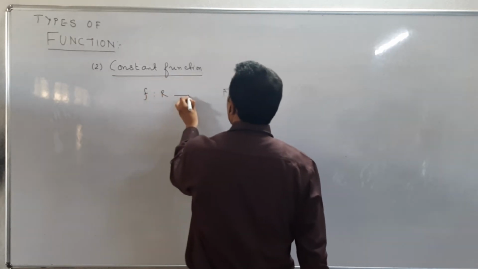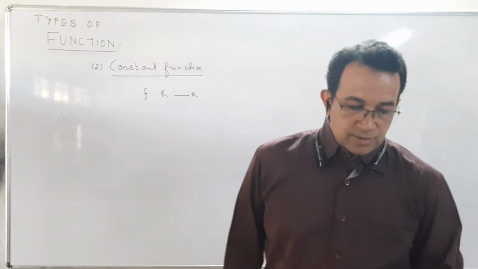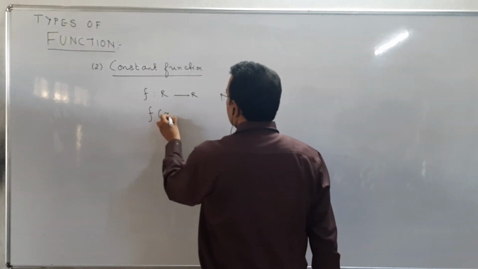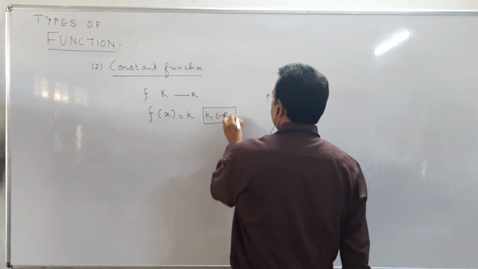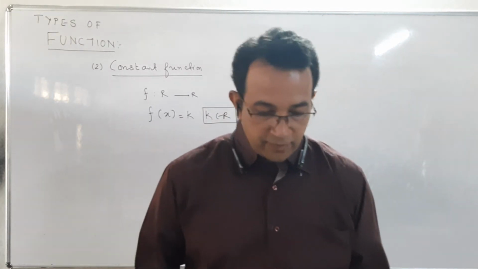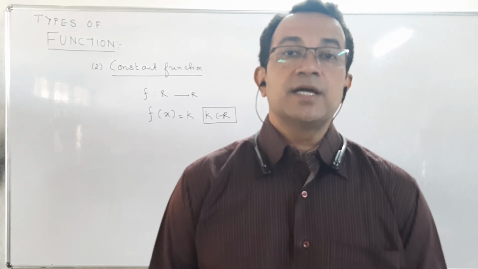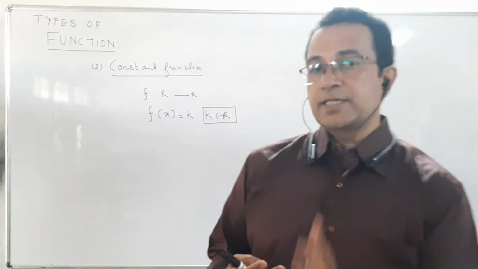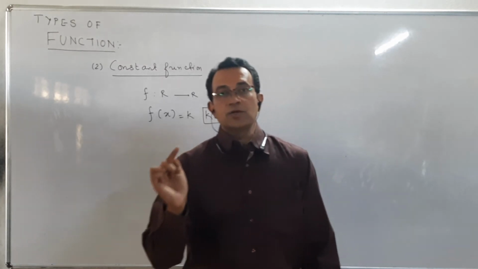F is a function defined from R to N. Students, the functional rule will be f of x is equal to k, where k is a real constant. So I told you, whenever students we study a type of function, the first thing is to locate its domain and codomain.